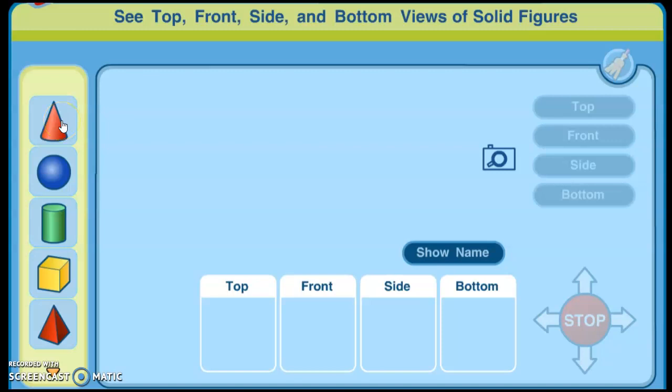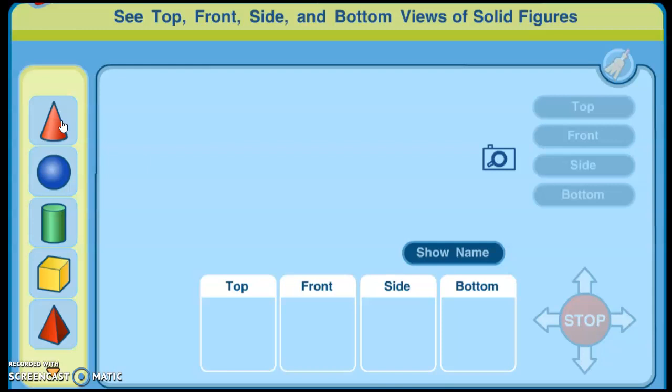Hi, first grade. This week we started learning about solid figures, and today we're going to talk about the properties of solid figures, or the attributes or features of solid figures. So just like with plane shapes, there are certain things that we use to identify solid figures.